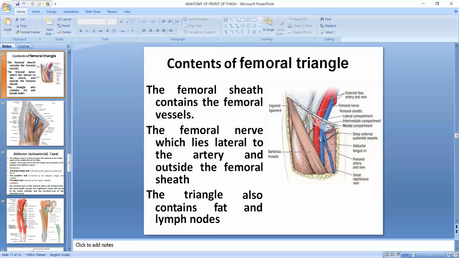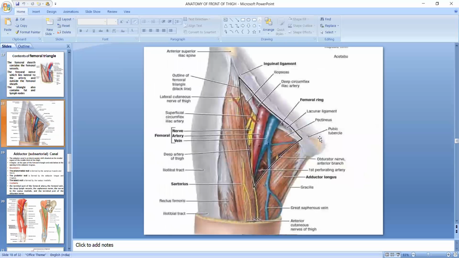What is the content of femoral triangle? The femoral sheath contains the femoral vessels, femoral nerve, which lies lateral to the artery and outside the femoral sheath. The triangle also contains fat and lymph nodes. In this picture, some vessels, nerves, and some fat this femoral triangle contain.